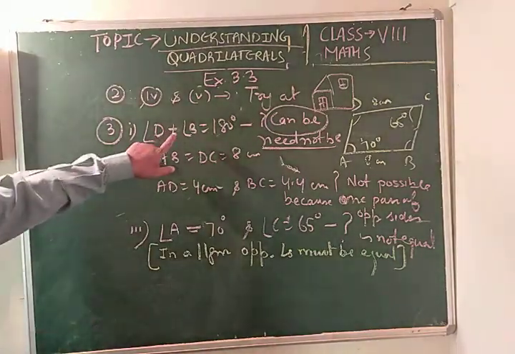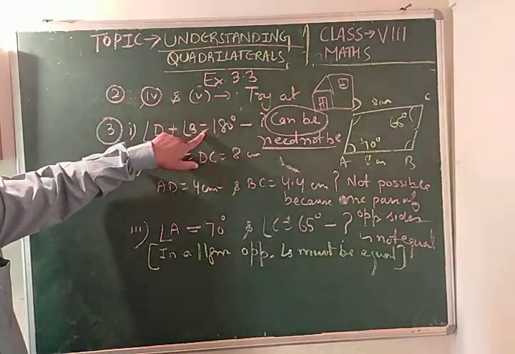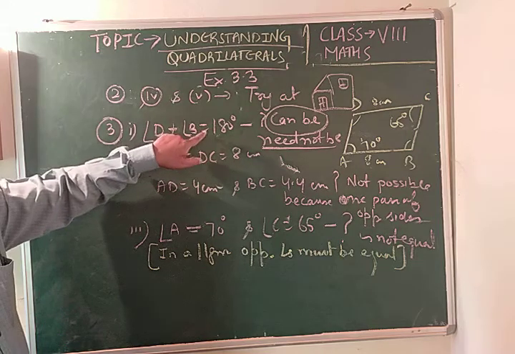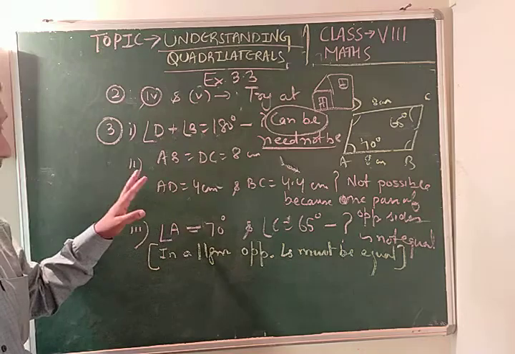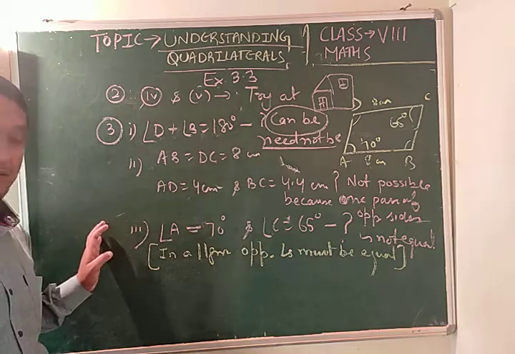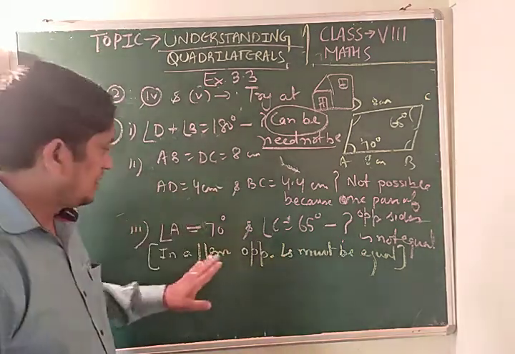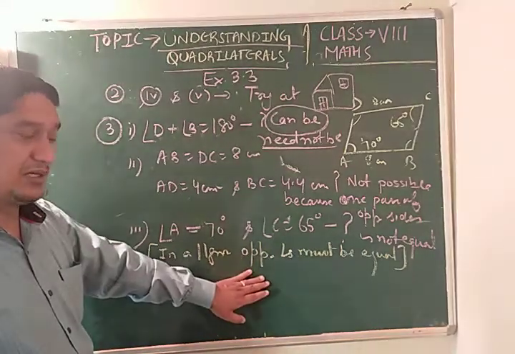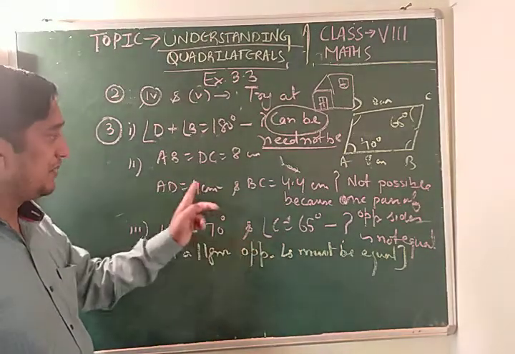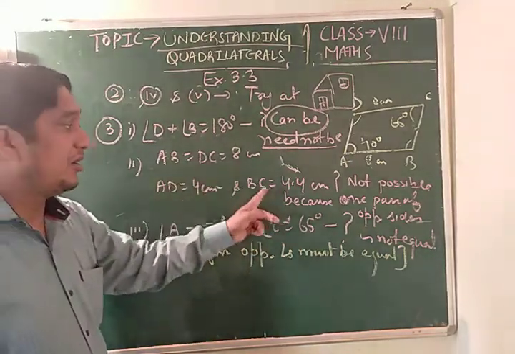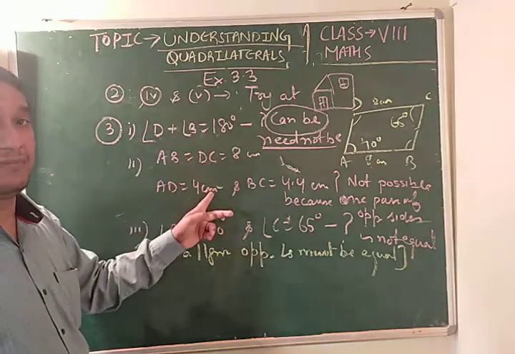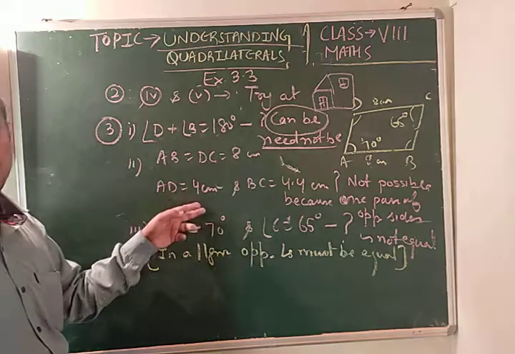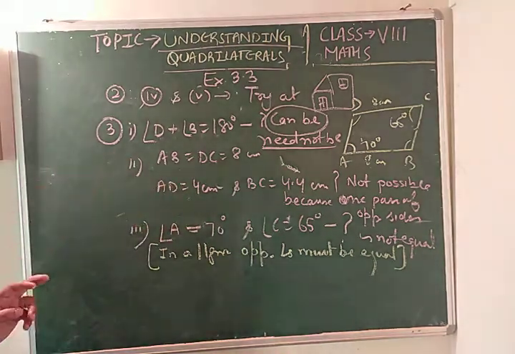Only the first case may be possible. The first case may be possible, but not always that also. The second part is not possible. The third is not possible. And the reason is what? In the third part, opposite angles must be equal, but here not equal. In the second part, opposite sides must be equal, but here only one pair is equal and one pair is not equal. So it is also not possible as the sides of a parallelogram.